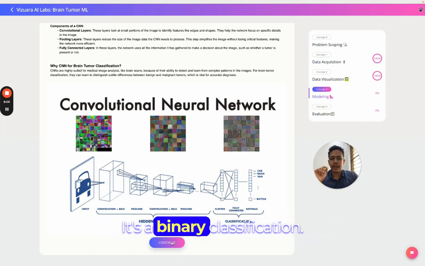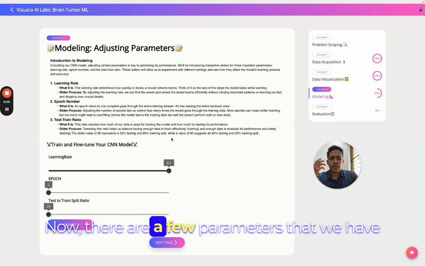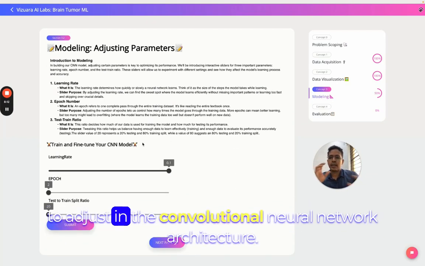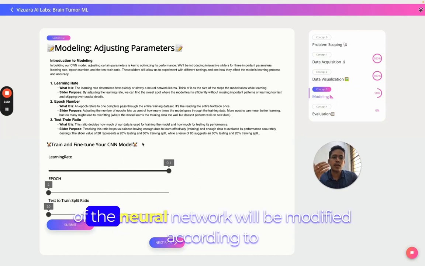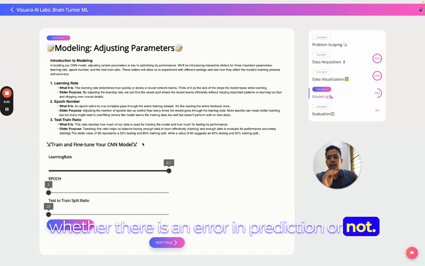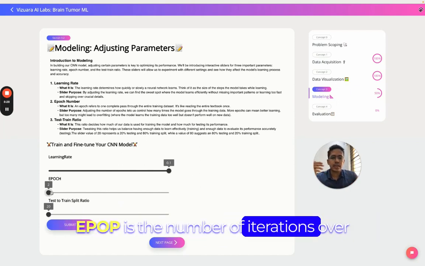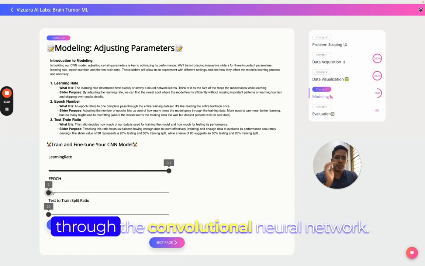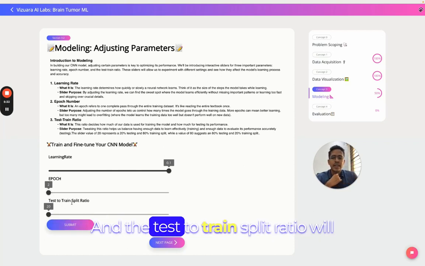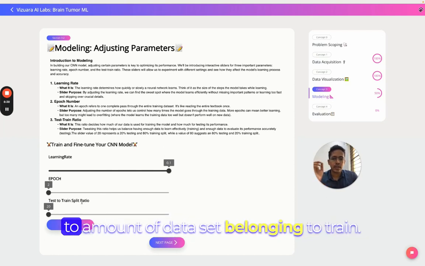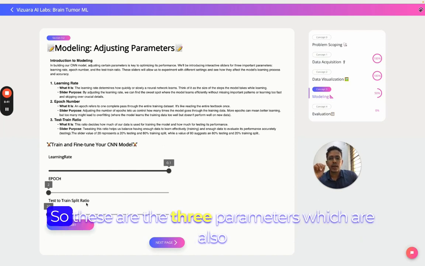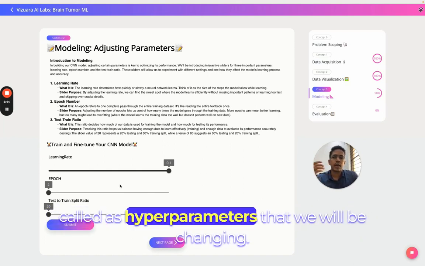It's a binary classification. Now there are a few parameters that we have to adjust in the convolutional neural network architecture. One is the learning rate. Learning rate means the rate at which the parameters of the neural network will be modified according to whether there is an error in prediction or not. Epoch is the number of iterations over which the same data will be passed through the convolutional neural network, and the test to train split ratio will be the amount of data set belonging to test to amount of data set belonging to train. So these are the three parameters which are also called hyperparameters that we will be changing.